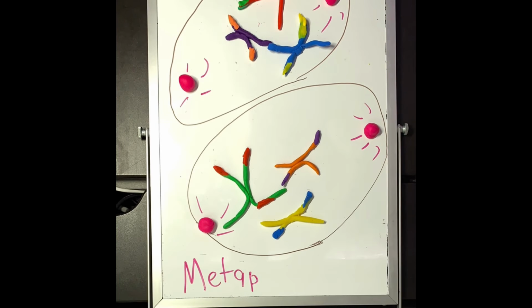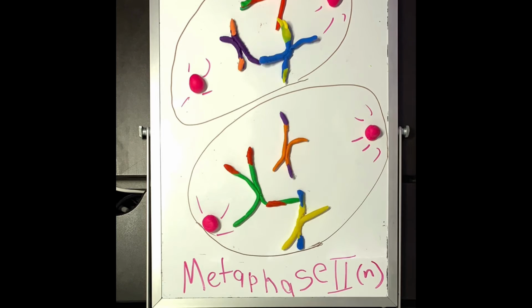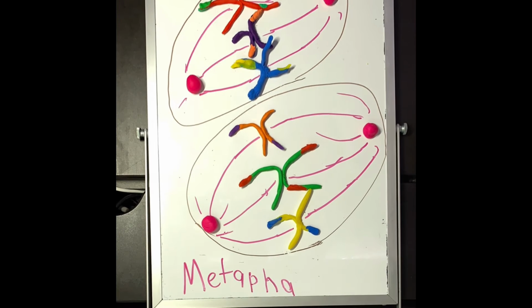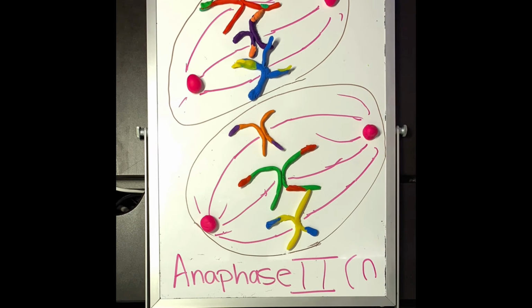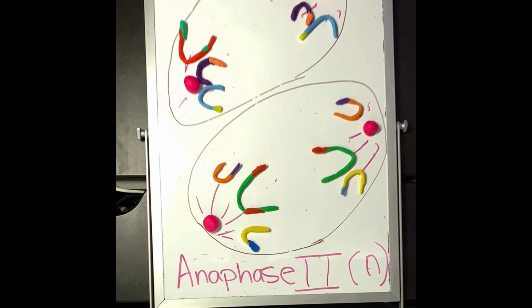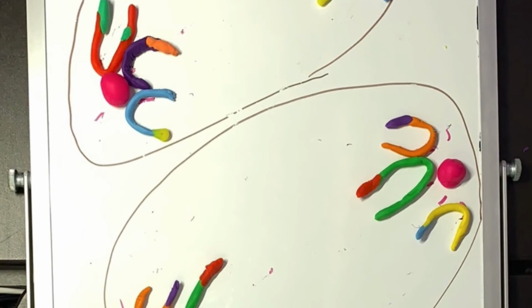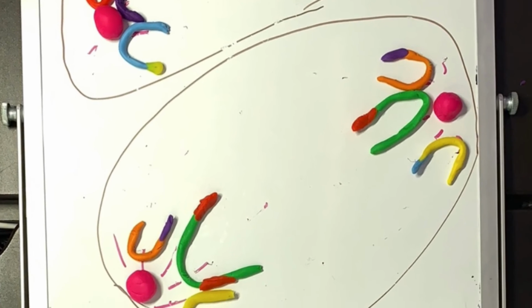In metaphase 2, chromosomes line up in the middle of the cell, this time in a single file line. Spindle fibers attach to the centromeres. In anaphase 2, the sister chromatids of each chromosome separate and are dragged towards opposite poles. After metaphase and anaphase 2, genetic diversity increases again because recombinants line up and separate completely randomly.